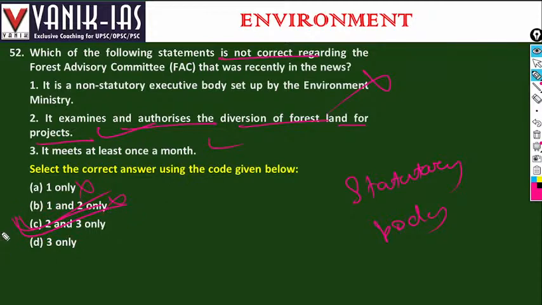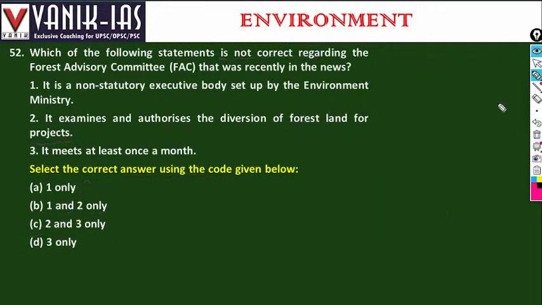Regarding the Forest Advisory Committee, it's a statutory body and it examines and authorizes diversion of forest land for projects. This land must be below 5 hectares. It can permit land below 5 hectares. If more than that, the jurisdiction lies under the central government.